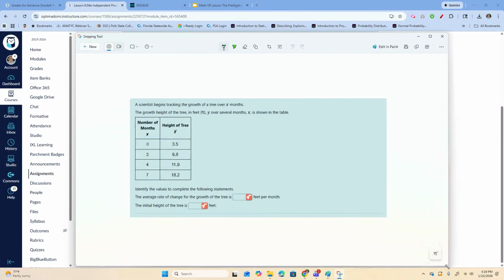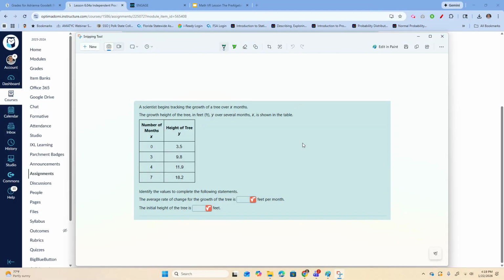Okay, this table, they told you that it has a linear relationship. Basically that means that we're working with the equation y = mx + b again. Now read the problem so you understand what the numbers in the table mean. It says, a scientist begins tracking the growth of a tree over x months. The height of a tree in feet. So the height of the tree is going to be measured in feet.